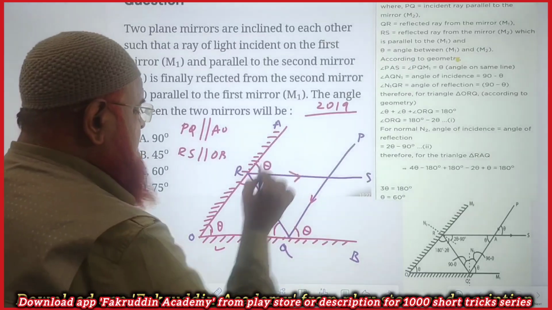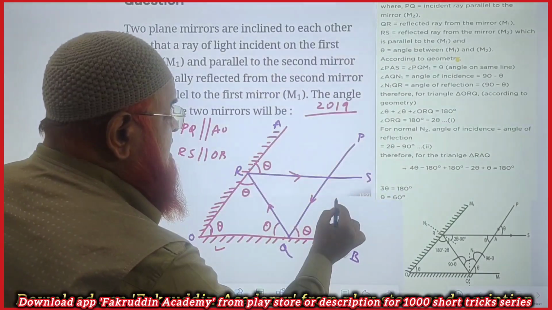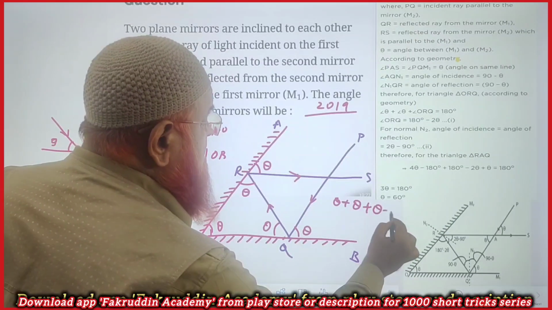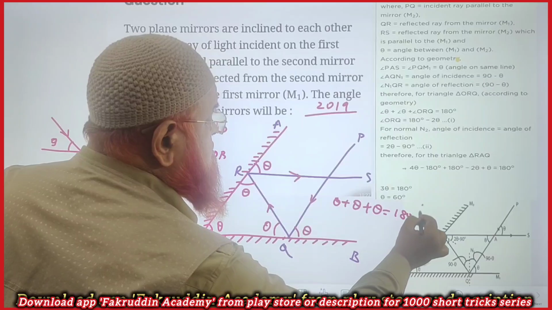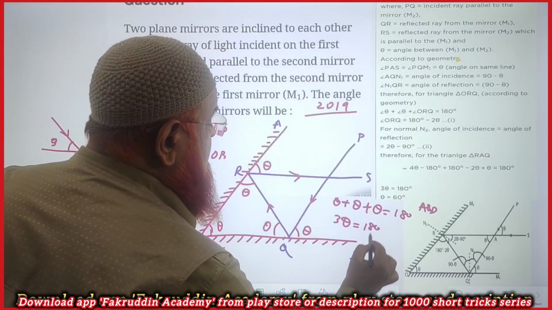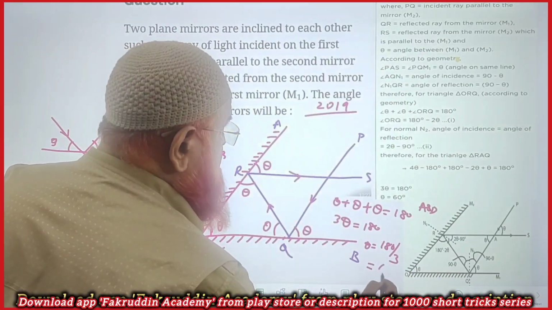That means you can consider the angle sum property. What is the meaning of angle sum property? Theta plus theta plus theta is going to be 180 degrees. This is called the angle sum property. So 3 theta is equal to 180, theta is equal to 180 by 3. Your answer is 60 degrees.